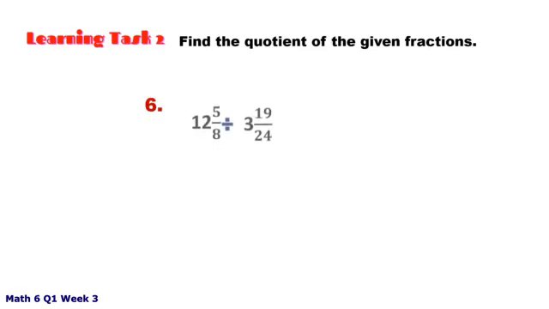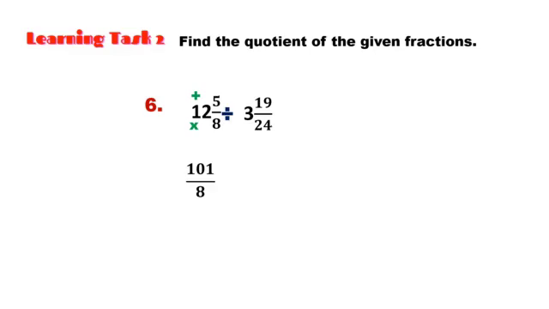Number 6. 12 and 5/8 divided by 3 and 19 over 24. 8 times 12 plus 5 equals 101 over 8. 24 times 3 plus 19 equals 91 over 24. And the reciprocal is 24 over 91.